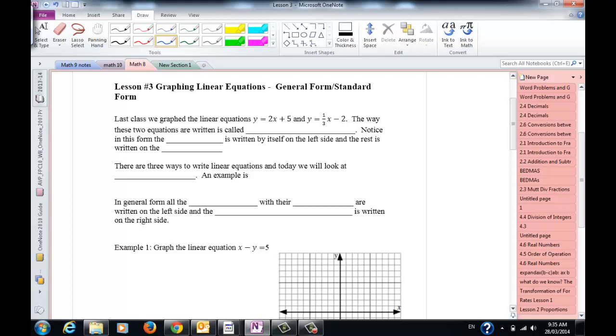So today we're going to continue graphing linear equations in general, which is also called standard form. Last class we graphed linear equations that looked like y equals 2x plus 5 and y equals a third x minus 2. The way these two equations are written is called slope-intercept form. And notice that in this form, the y variable is written by itself on the left-hand side, and the rest of the expression is on the right-hand side.